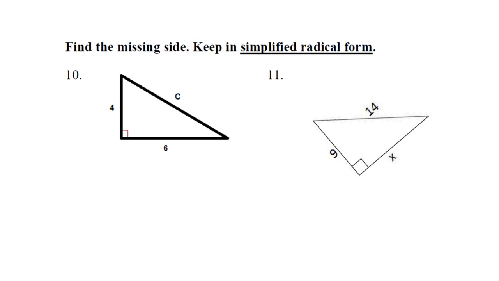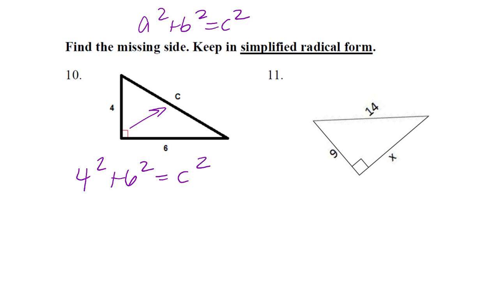On these problems, we need to find the missing side, and it needs to stay in radical form. Do not get a decimal. So to do that, we are going to use the Pythagorean theorem. A squared plus b squared equals c squared. So c is always going to be the side across from the right angle. That's the hypotenuse. So 4 squared plus 6 squared equals our unknown c squared.